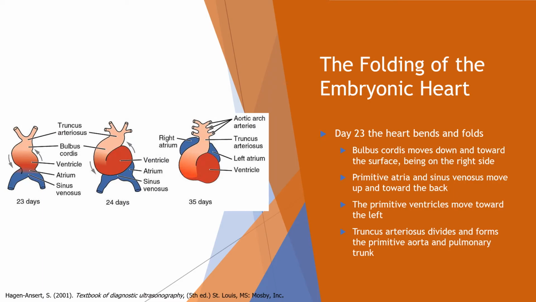So we know that the heart's not going to stay a tube forever, so at some point it must bend and fold, and that happens at day 23. The bulbous cordis will move down and toward the surface, being on the right side, and we know that the bulbous cordis will form the right ventricle. And next, the primitive atria and the sinus venosus will move up and toward the back, and these will form the right atrium. The primitive ventricles, they will move toward the left because that's forming the left ventricle. And the truncus arteriosus divides and forms the primitive aorta and pulmonary trunk.